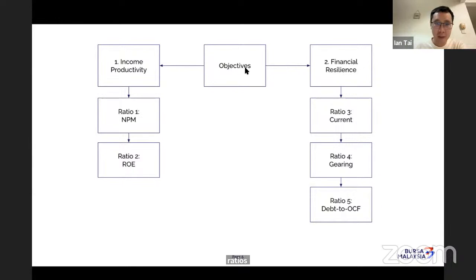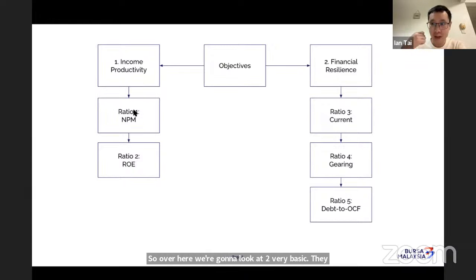Now, coming back to the objectives, number one is income productivity. Over here, we're going to look at two very basic ratios. The first one is net profit margin. The second one is return on equity. These are the two ratios to measure the level of income productivity.